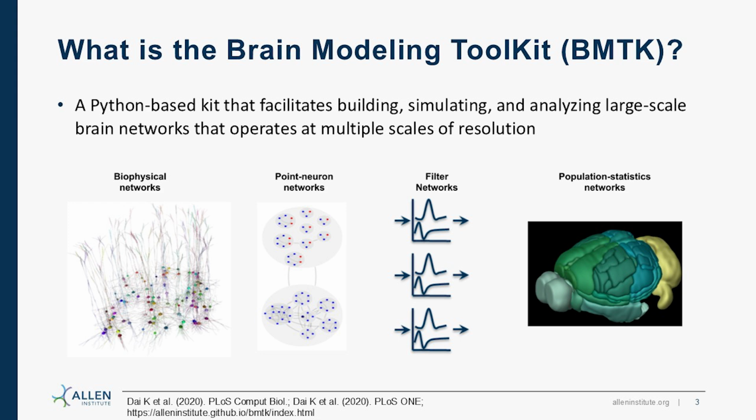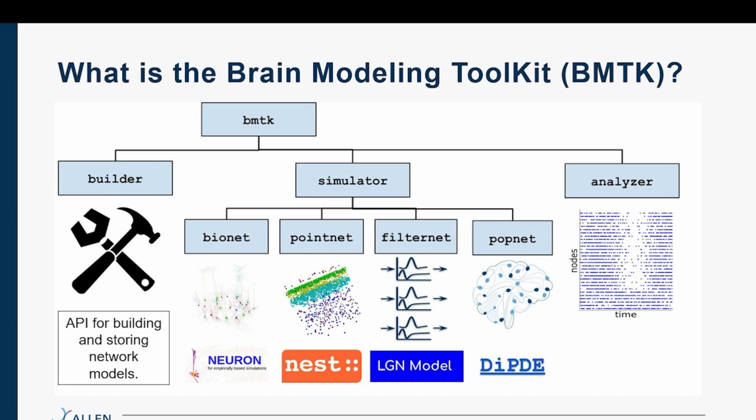So this is a Python-based kit that facilitates the building, simulating, and analysis of large-scale brain networks at different levels of resolutions. So in BMTK, you can build biophysically detailed networks that are also hybrid with point neuron networks, and you can build just point neuron networks as well as FilterNet networks, which are usually used for creating realistic inputs in areas like LGN for our V1 network circuit, and you can also do population statistic networks. All of these done in a series of modular steps.